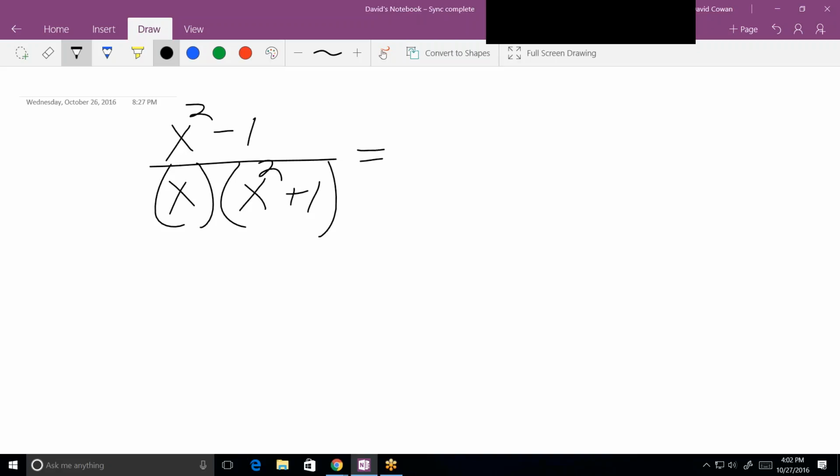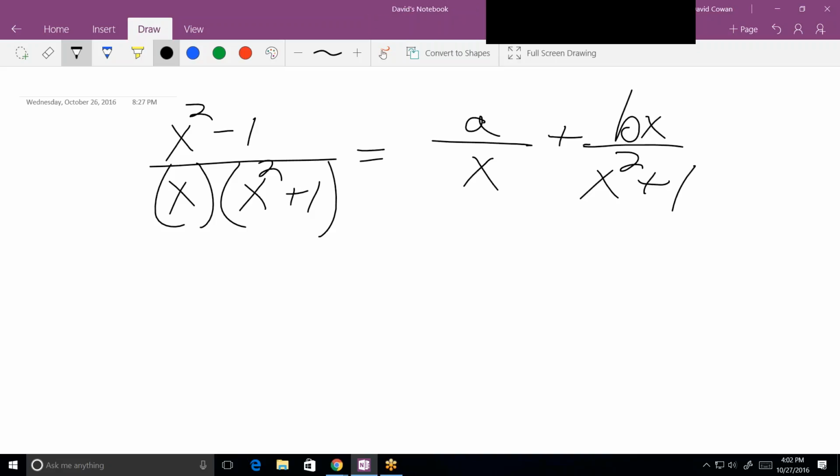Let's see. So I want some A over x, some B over x squared plus 1. She put that for quadratic functions you want Bx plus C. That's where I'm at. Like I said, it's been a while on the harder ones. No worries. I think we can make do with this though.